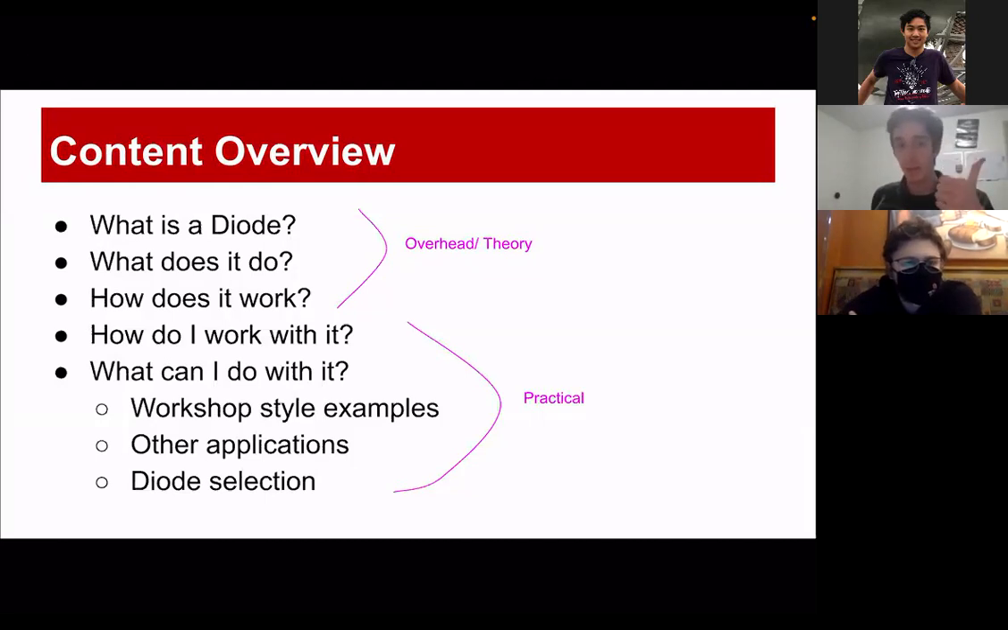On the more practical side, after we're done with theory and overhead, we're going to go into how we work with it, and what we can do with it. Underneath that, some workshop examples, other applications, and then some thoughts on how to select your diode for your project.